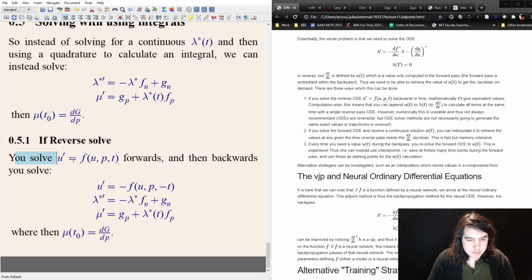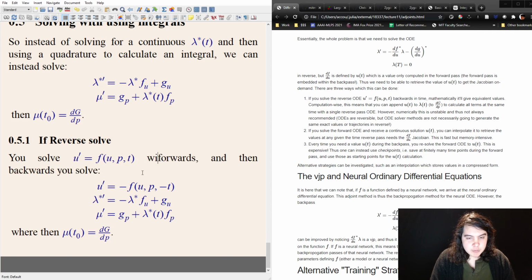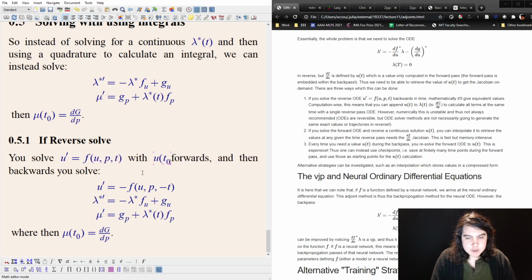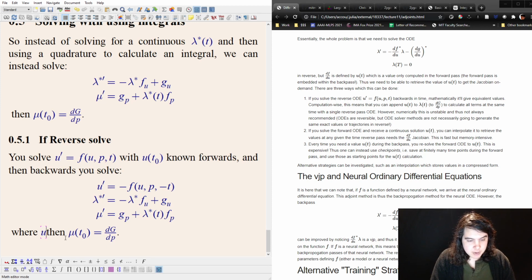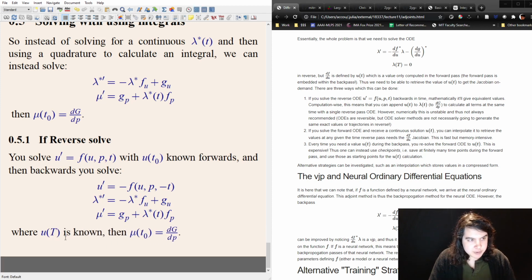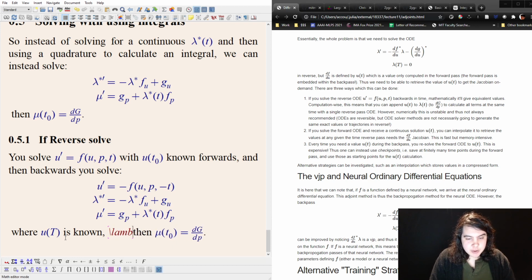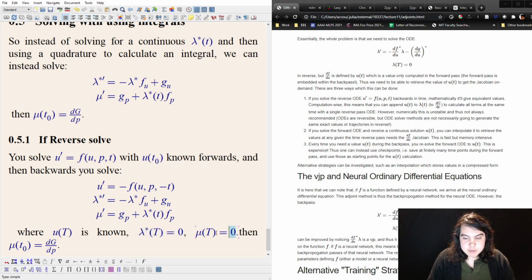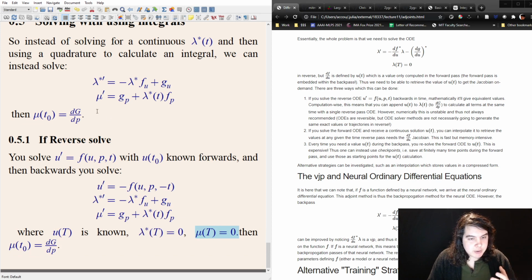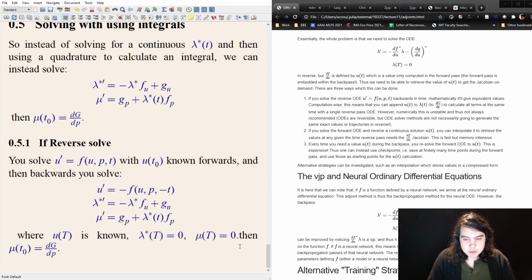So you solve u prime with u of t sub 0 known forwards, and then backwards you solve where u of t is known, right? Because you calculated forwards, and lambda asterisk of capital T is 0, and mu of capital T is 0, right? Why is this one 0? Well, because this is required to make all the s terms equal to 0. Why is this one equal to 0? Well, because this is what's required to make this integral assumption true.